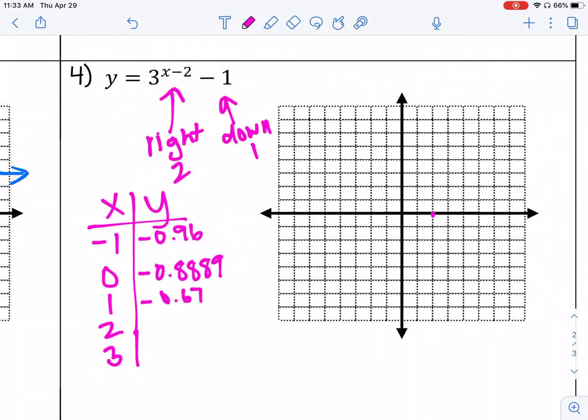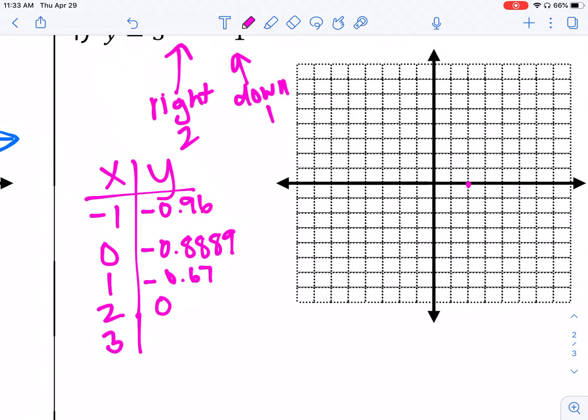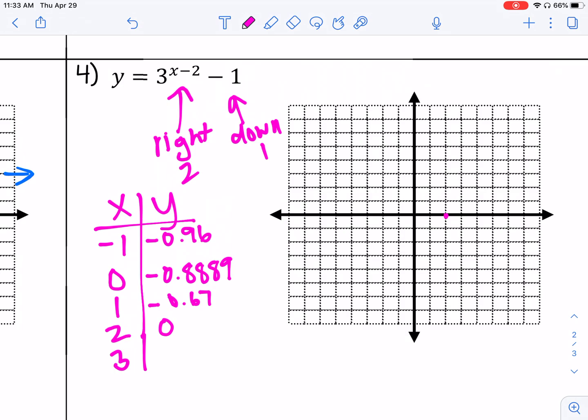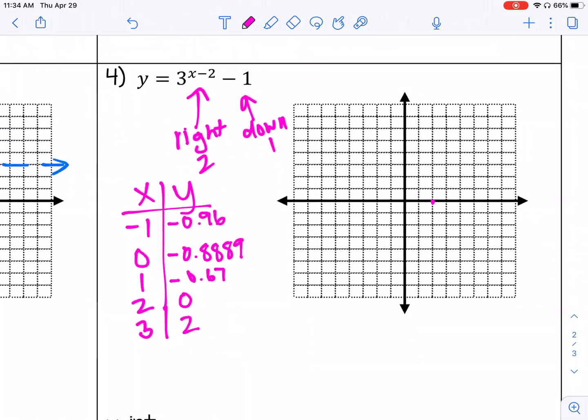And then when x is 2, we already have that, right? When x is 2, that means we have 3 to the 2 minus 2, which is 3 to the 0. 1 minus 1 is 0. That's why we're on that x-axis there. Final one we'll do, we have 3. So 3 to the 3 minus 2. So 3 to the 1 is 3, minus 1 is 2. So let's graph those points.